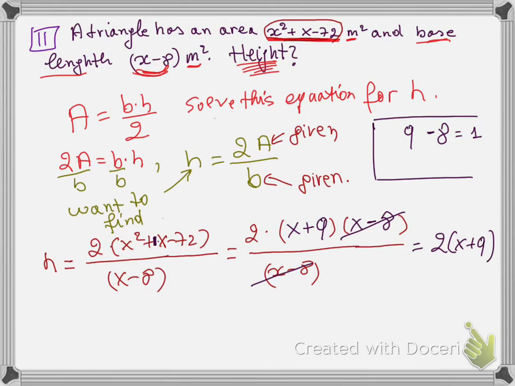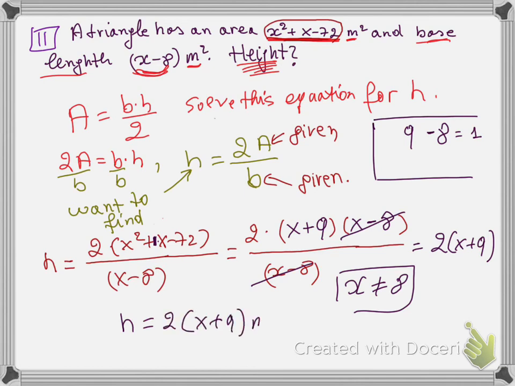I've got to make sure now that x has to be different from 8. Because the base cannot be 0. If x is 8, then it will give us the base of a triangle to be 0, and we can't have that. So our final answer is the height for this triangle is 2 times x plus 9 meters.